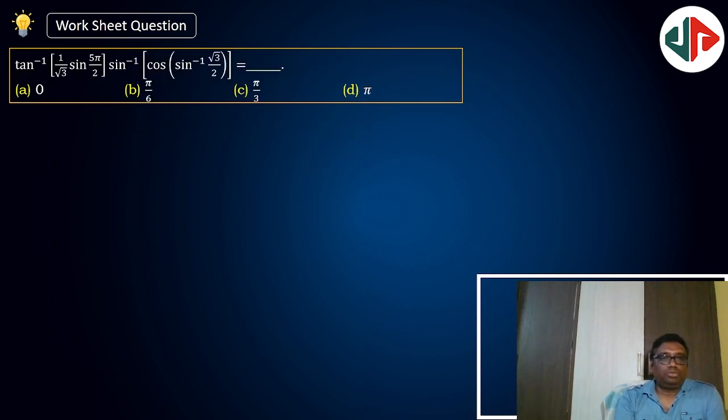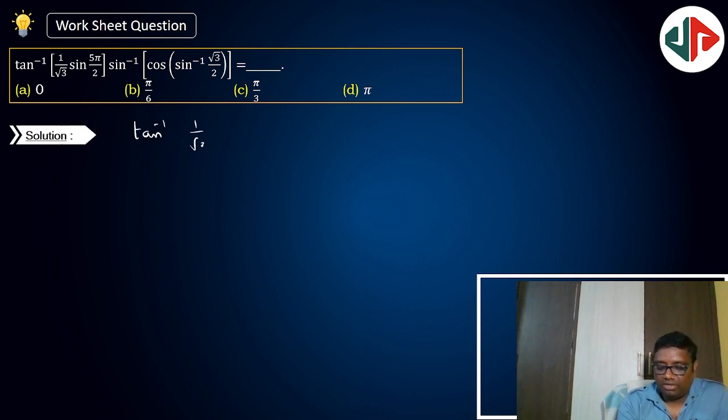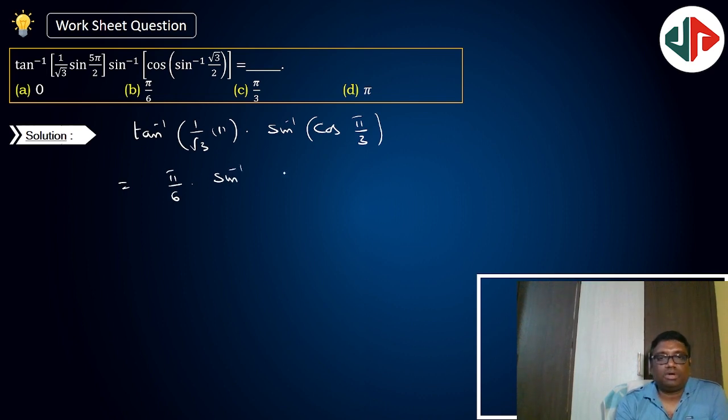Tan inverse of 1 by root 3 into sine of 5 pi by 2 into sine inverse of cos of sine inverse of root 3 by 2. See what is the question given: tan inverse of 1 by root 3 times sine of 5 pi by 2, which is 2 pi plus pi by 2 only. So sine pi by 2 value is 1, into sine inverse of cos of sine inverse of root 3 by 2. Sine inverse of root 3 by 2 means pi by 3. So tan inverse of 1 by root 3 means pi by 6. Sine inverse of what is cos 60 value? So pi by 6.